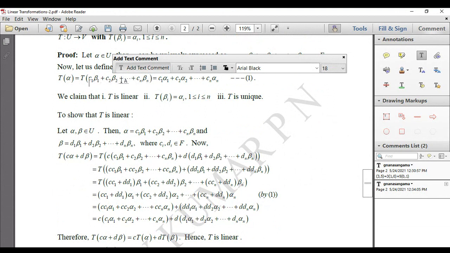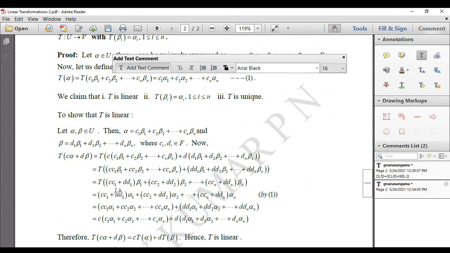c1 beta 1 plus c2 beta 2, etc., up to cn beta n. Whatever the scalars might be, they are associated with beta 1, beta 2, etc., up to beta n. So it is a linear combination of beta 1, beta 2, etc., up to beta n like this. And it says image of such a linear combination.